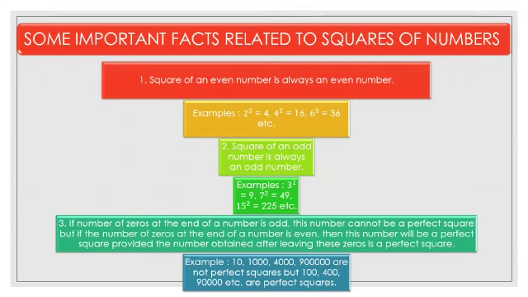Next, if the number of zeros at the end of a number is odd, the number cannot be a perfect square. But if the number of zeros at the end of a number is even, then the number will be a perfect square, provided the number obtained after leaving out the zeros is a perfect square. Example, 10,000, 4,000, 9 lakh are not perfect squares, but 100, 400, 90,000 are perfect squares.